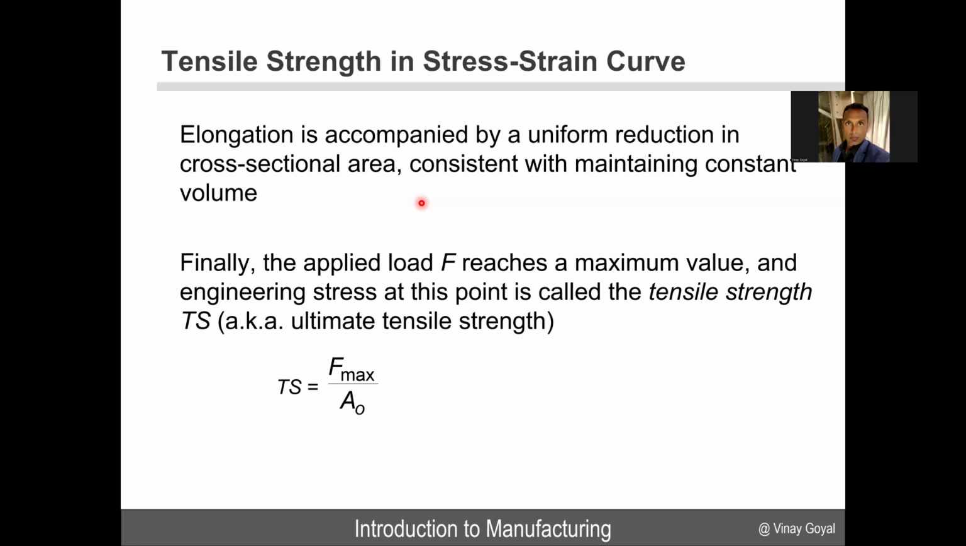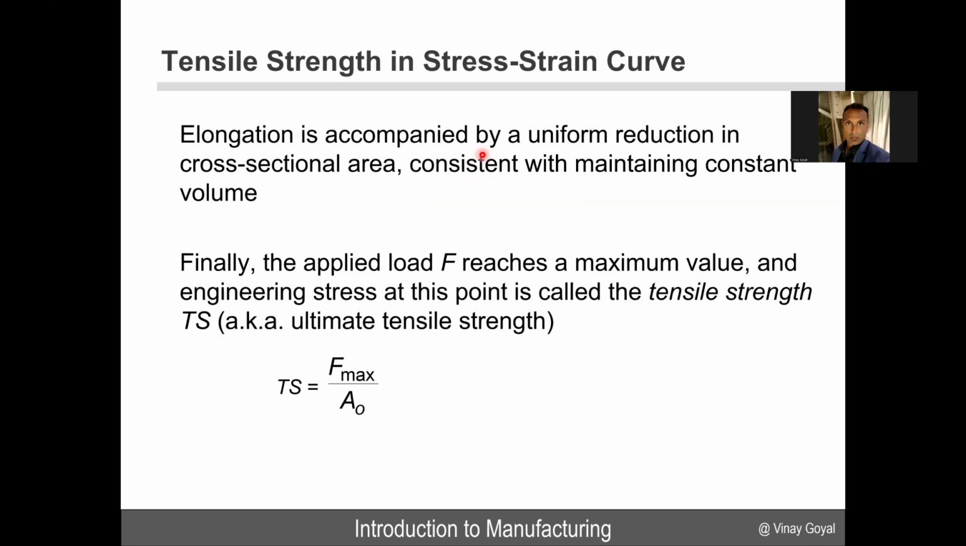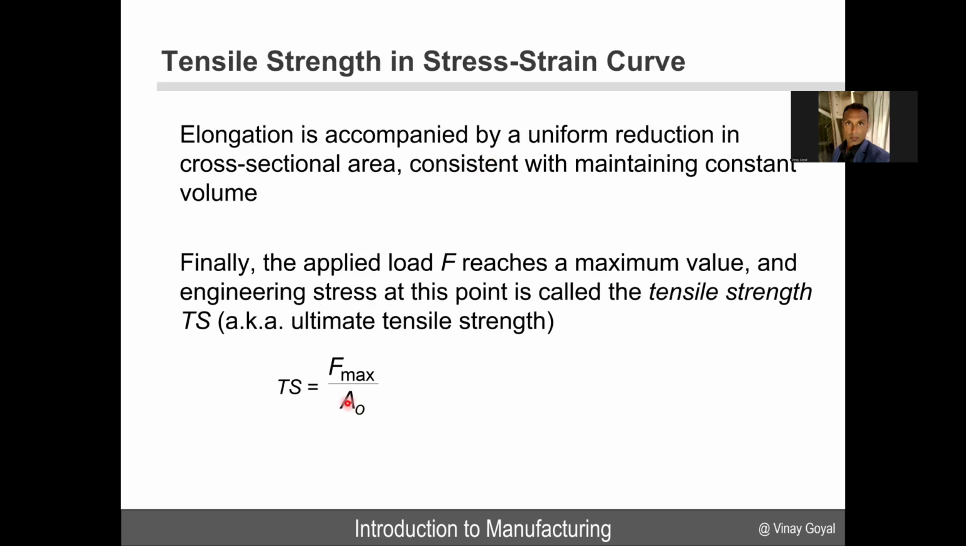Finally, the load applied F reaches a maximum value, and the engineering stress at this point is called the tensile strength of the material, this point here, or the ultimate strength of the material. And that's F max divided by the original cross-sectional area before the deformation started to occur.